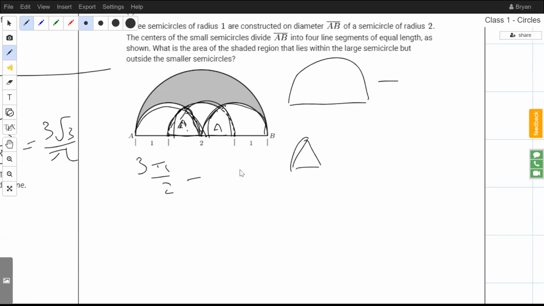It looks like that. And well, first just notice that this triangle itself is equilateral, and you can actually show this because each of these semicircles have radius 1, so all the sides are the same.